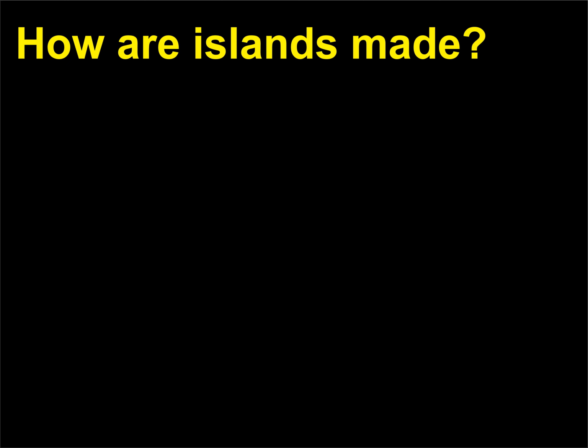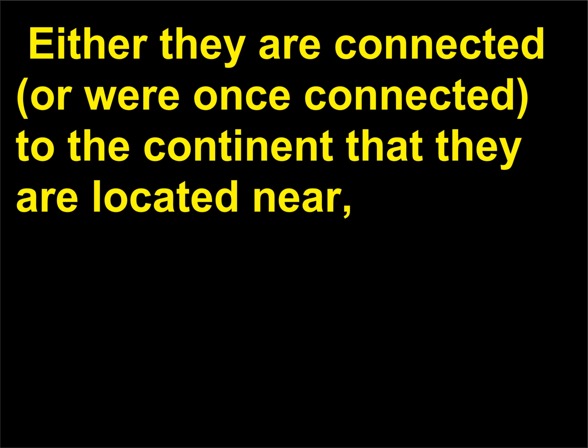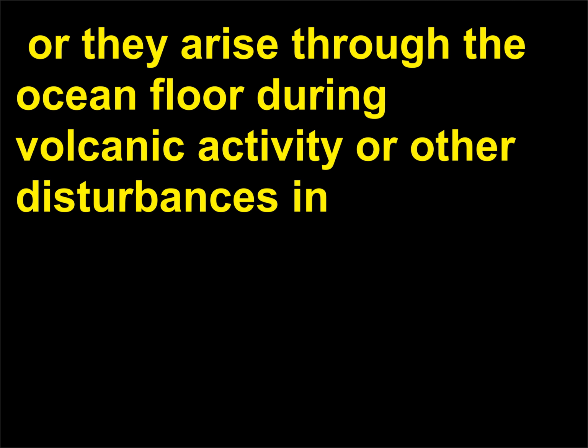How are islands made? Islands can be created in a couple of ways. Either they are connected, or were once connected, to the continent that they are located near, or they arise through the ocean floor during volcanic activity or other disturbances in Earth's crust.